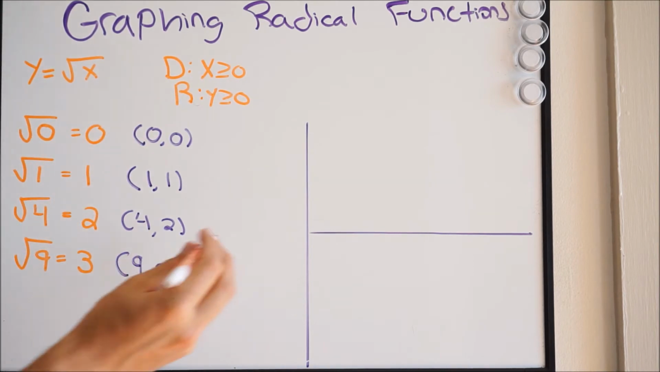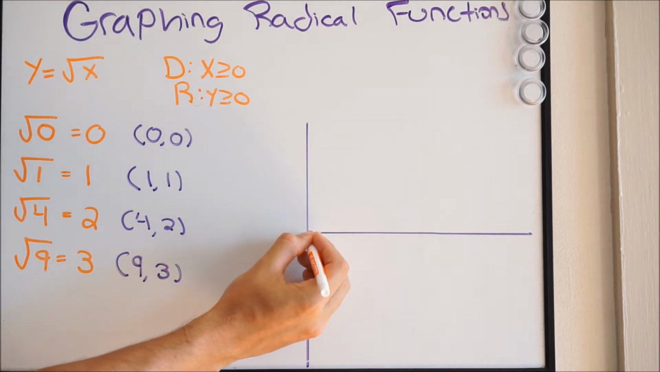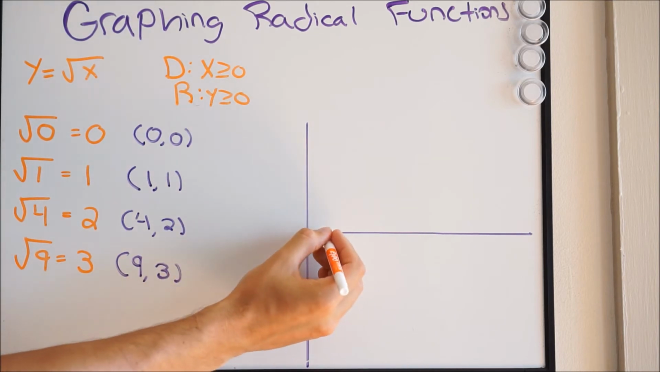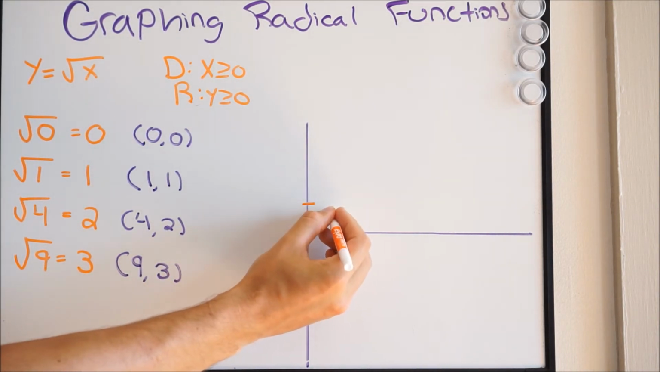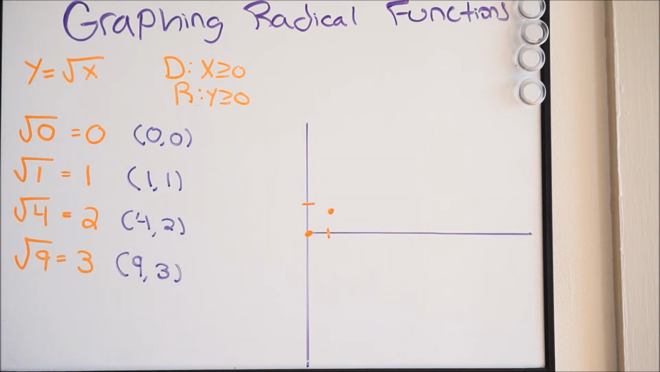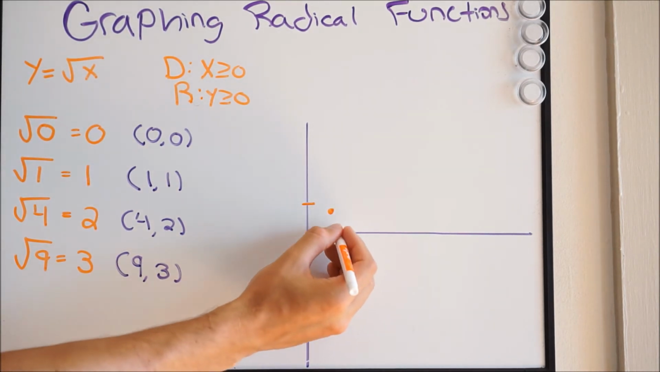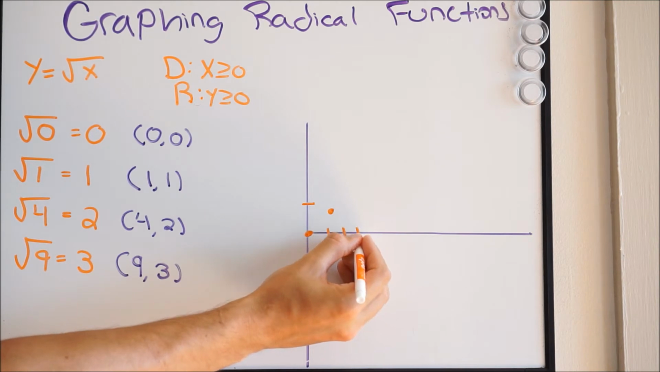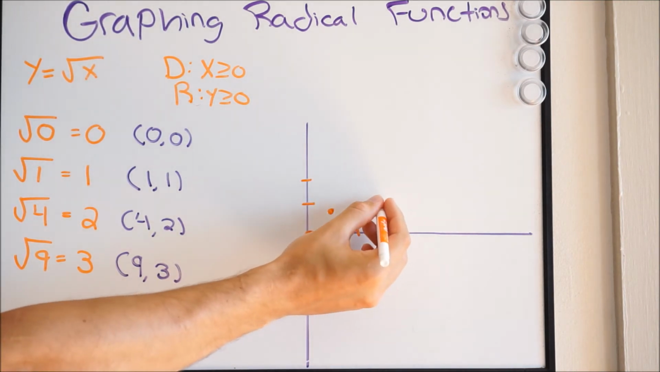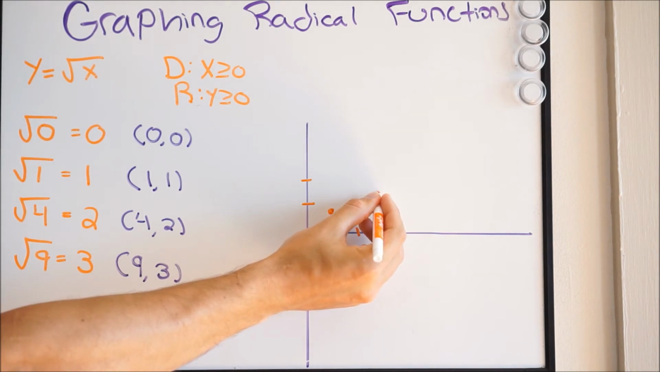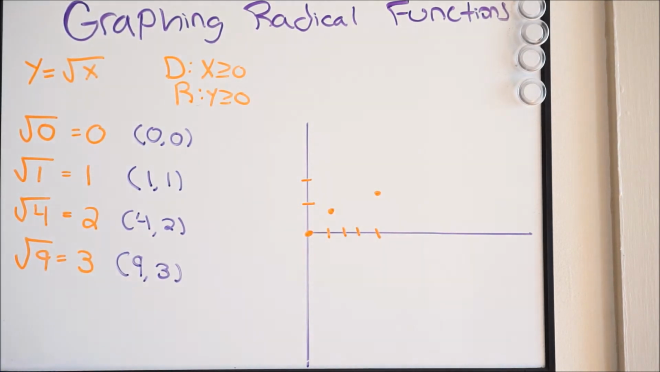So we're going to go to 0, 0. So I'll make a point at 0, 0. Then we're going to go over 1, so over 1, up 1. So we have right there. We're going to go over 4, so 1, 2, 3, 4. And we're going to go up 2. And we're going to go over 9 and up 3.